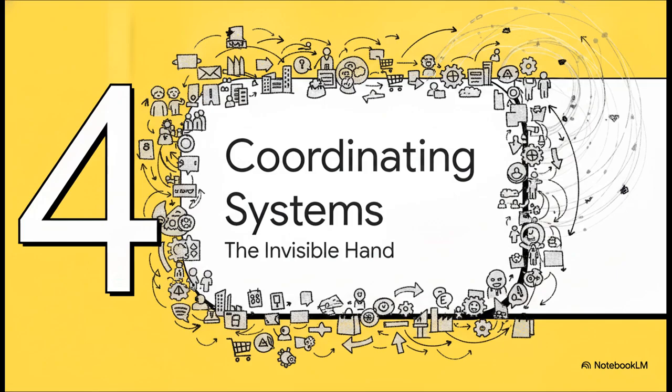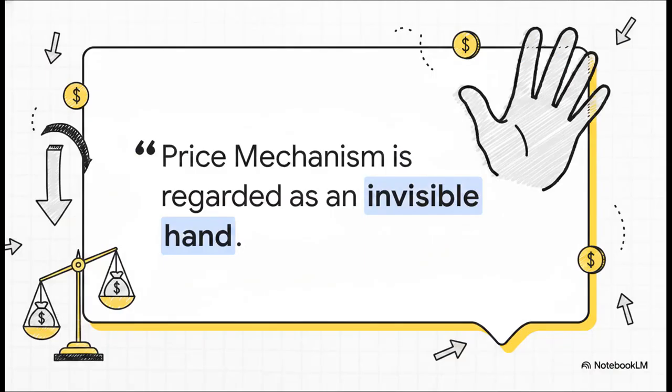Let's move to Section 4 and see how this all builds together, the coordinating systems. Because if millions of businesses are freely producing, and millions of workers are freely moving, and millions of consumers are freely buying, how on earth is this not just total chaos? Well, the answer is the price mechanism. This is the process where the prices of goods and services are determined entirely by the market forces of demand and supply. It's the basic coordinating mechanism of the entire economy, and it determines exactly how available productive resources are used.